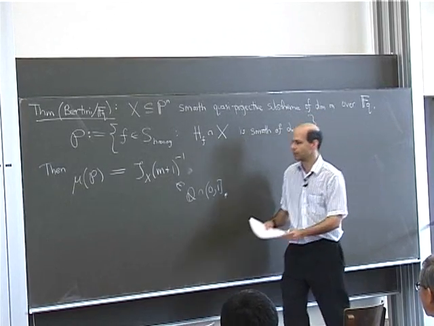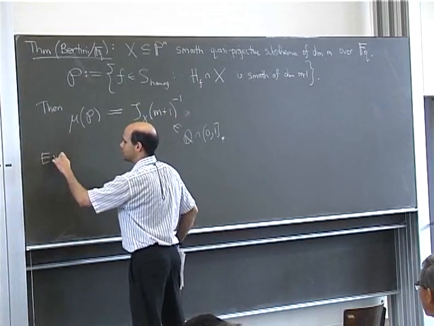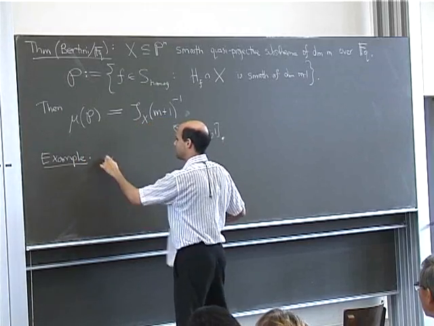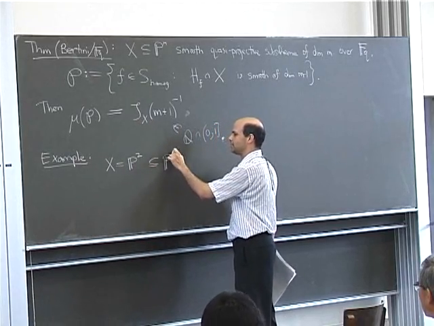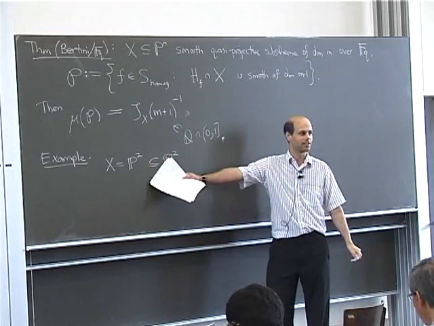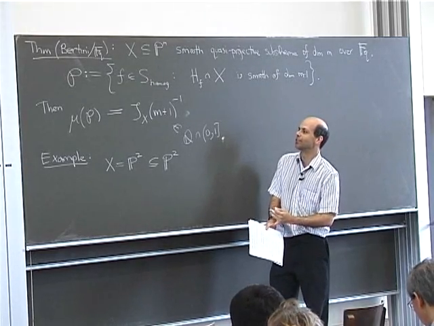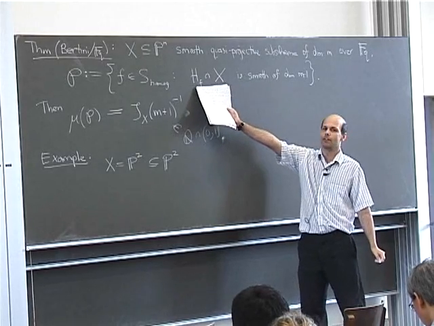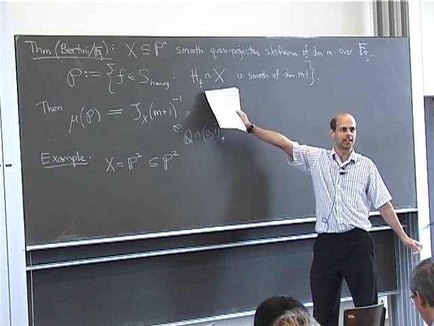So, for example, just before I get into the proof, let me give an example. Suppose you take X equal to P2, embedded in P2. Okay, so X is the whole of P2. So what is this theorem saying now? If I take P2, a hypersurface is now a plane curve, and I'm intersecting it with the whole space, so I'm just getting that plane curve.